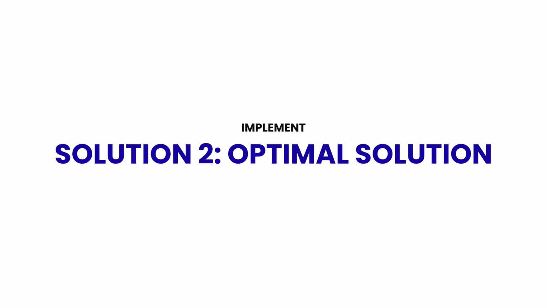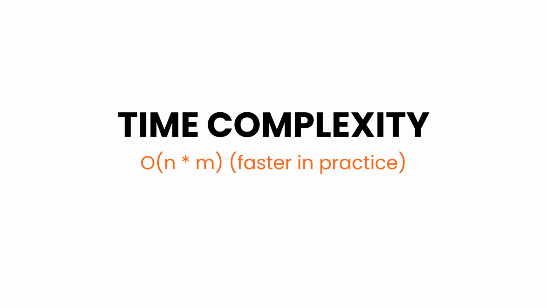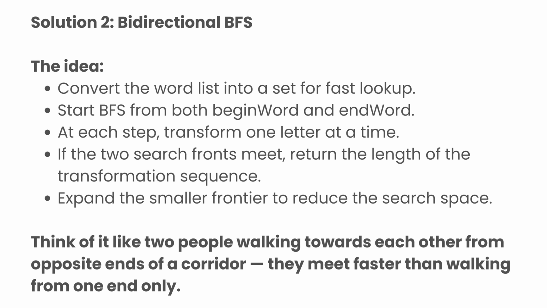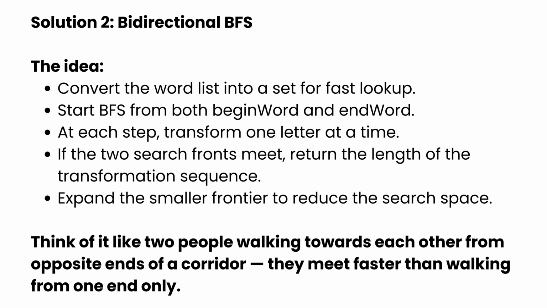This is solution 2. Finding the shortest transformation sequence between two words using bidirectional BFS. We expand from both the start and end words simultaneously, checking for overlaps. Time complexity is O(n·m), faster in practice, where n is the number of words in the list and m is the length of each word. Bidirectional BFS reduces the number of levels explored compared to standard BFS.